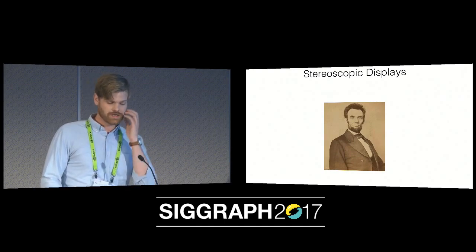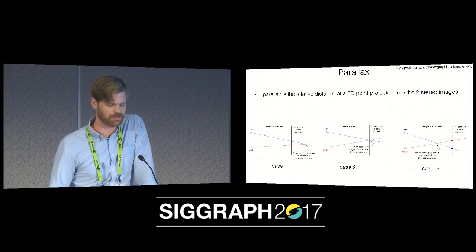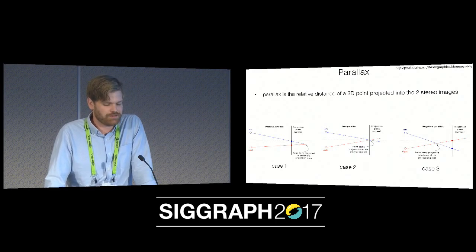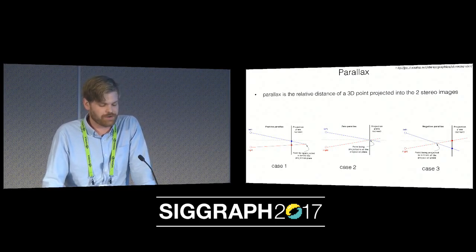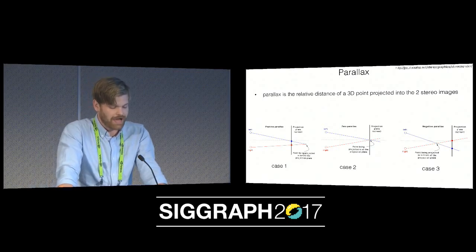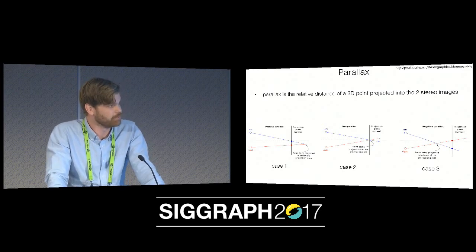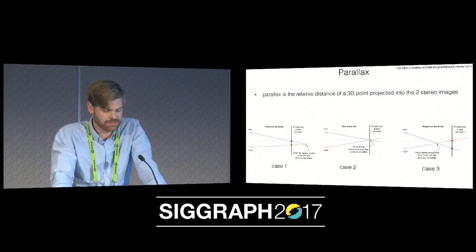So we are able to generate these stereoscopic images. But before we can do that, we have to learn about parallax. Parallax is the relative distance of a 3D point projected onto two stereo images. If you have a projection plane placed somewhere in space, and a point behind this projection plane, it's going to pass through two different points on the plane. This is going to create positive parallax. If the 3D point is placed at the distance of the projection plane, it is going to appear at the same position in both eyes, and this is the zero parallax case. The negative parallax would be if the point is in front of this projection screen.